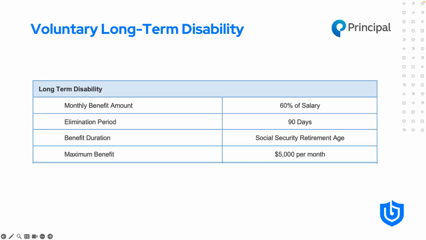In this case, the benefit duration is until you reach the age of 65, as long as you are still deemed disabled. Now, the monthly benefit amount, again, is 60% of your salary up to a maximum of $5,000 per month. And with this policy, benefits would begin 90 days after the sickness or injury.